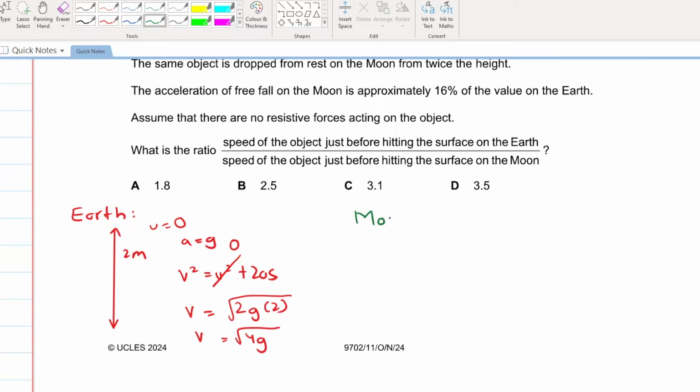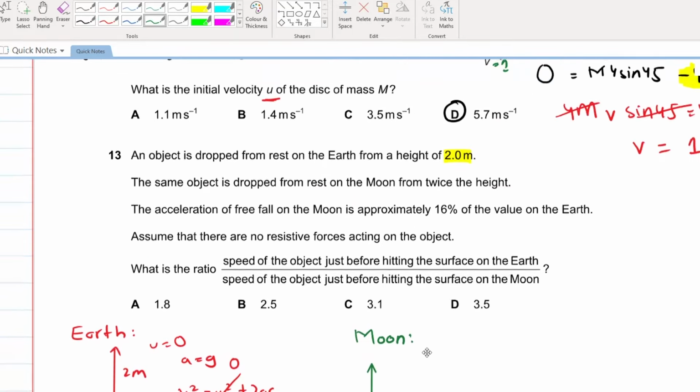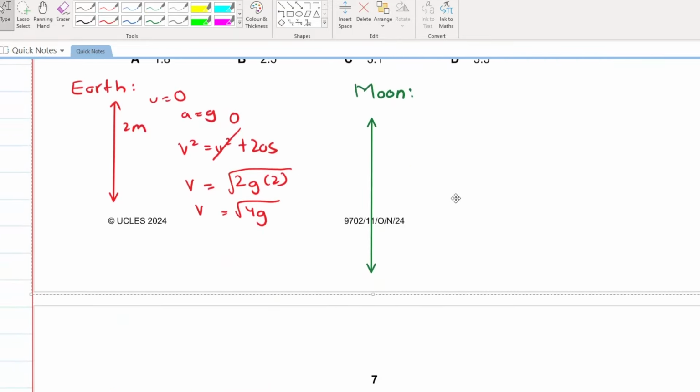Now let's do the same thing for moon. For moon, you have a height of what? You have twice the height. So let's say this is 4 meters. And for moon, your acceleration is what? 16% of the acceleration on the earth. So this will become 0.16 g.